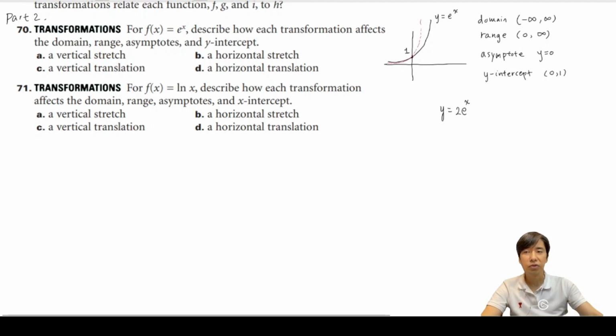No, sorry, it's a vertical stretch, so it's not this. Sorry about that. Vertical stretch means, oops, it's not this one. Okay, let me erase this thing. Okay. So it's going to be stretched upward like this. Now instead of 1, it's going to pass through 2. All right.